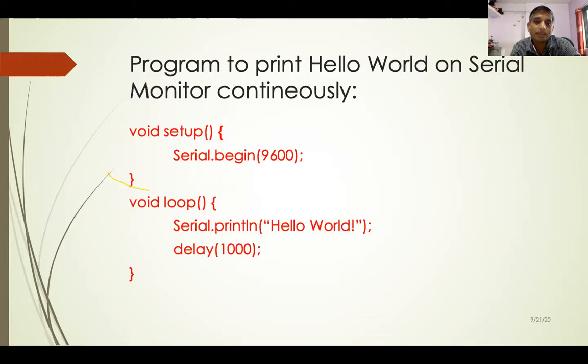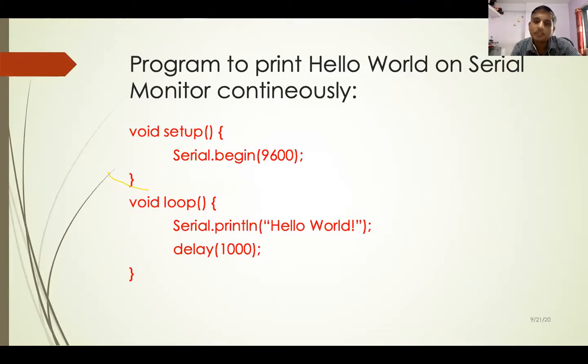If you only use print, the new line will not be inserted. So you have to print the hello world at every new line. That's why we use the println function. This function is also available in the Serial class. So call Serial.println, pass the argument hello world, and then we have to produce a delay.